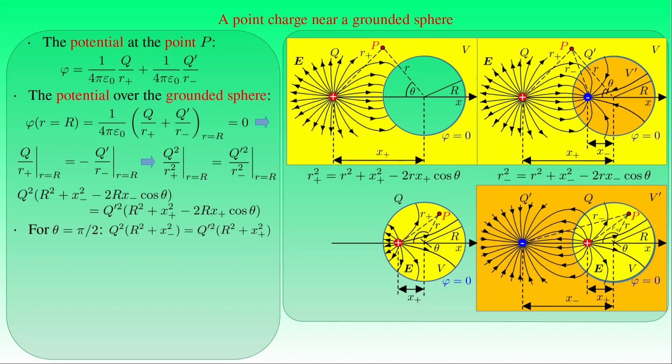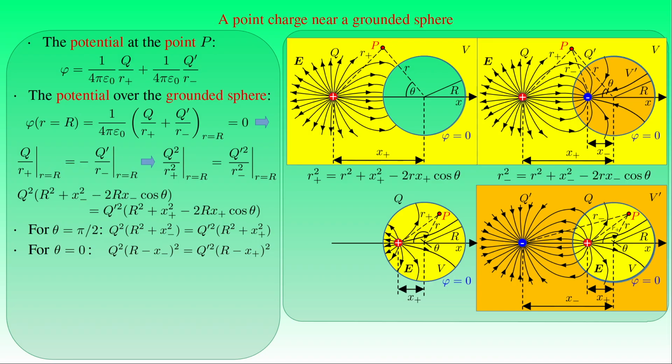For vanishing theta, cosine theta is equal to 1 and the condition can be written as the equation stating that q squared times the square of the difference between R and x sub minus is equal to q prime squared times the square of the difference between R and x sub plus. Now we have two equations with the unknown quantities x sub minus and q prime, which will be solved for these two quantities if x sub plus, R and q are given.